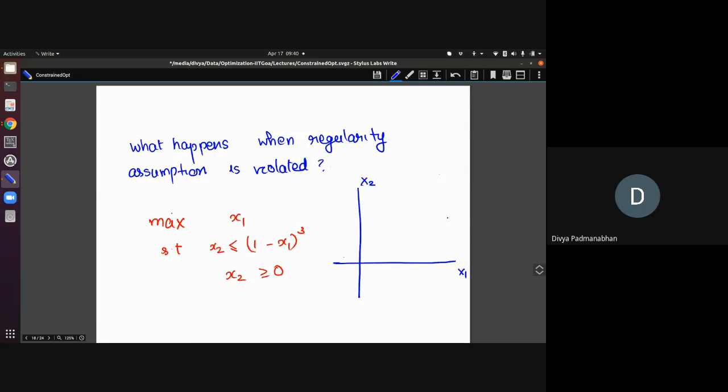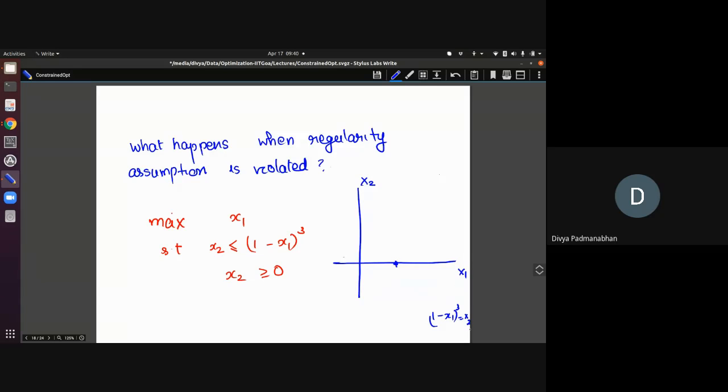So that would be the curve, let me say 1 minus x1 cube equal to 0. I'm just going to plot that. So when x1 equals 1, the value of x2, sorry, it's not 0, but rather x2 equals 1 minus x1 cube. Let me plot this one. So when x1 is 1, x2 is 0. So you get this point.